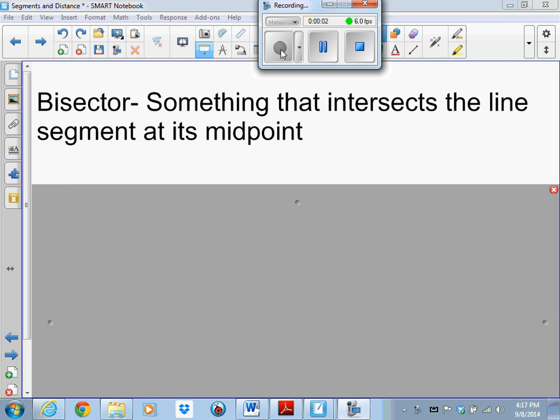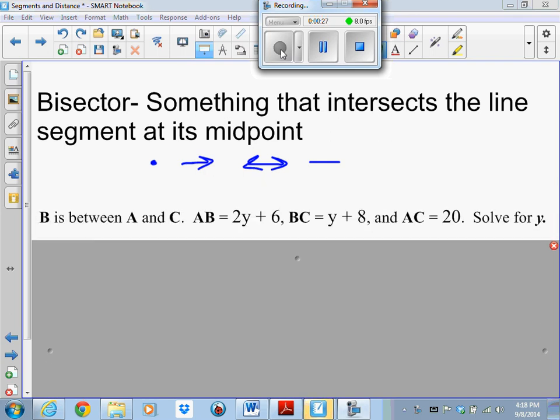All right, so we're learning about bisectors. We've already done midpoints. These are kind of the same thing. Basically, it's something that intersects the line segment at its midpoint. This can be like the midpoint, it could be a ray, it could be a line that bisects it, another line segment. It doesn't really matter, it's just kind of a different picture, and some of these get a little bit more hard.